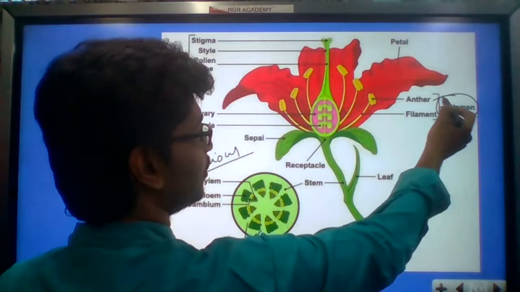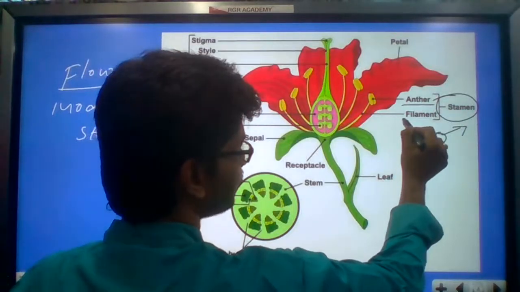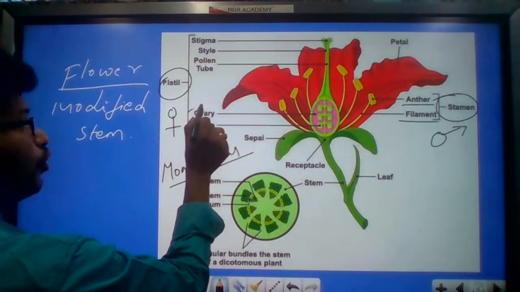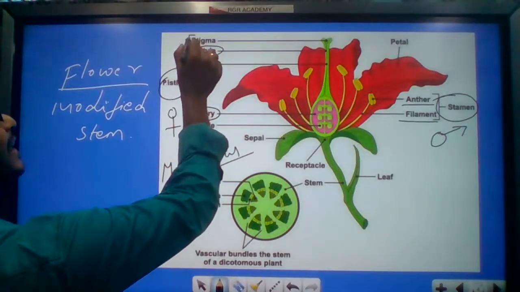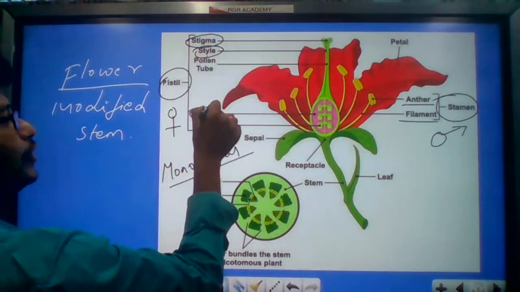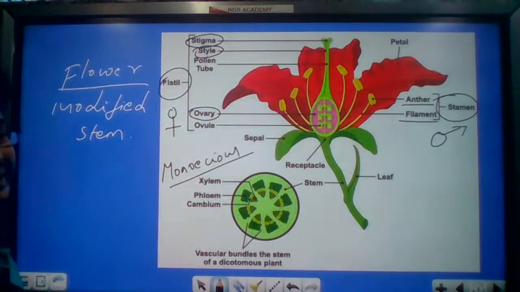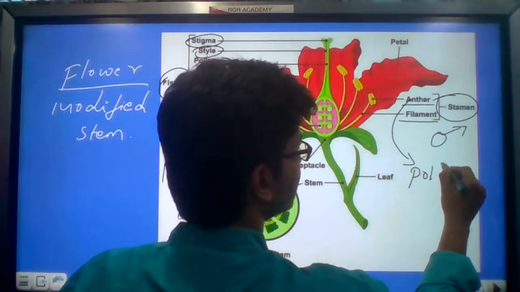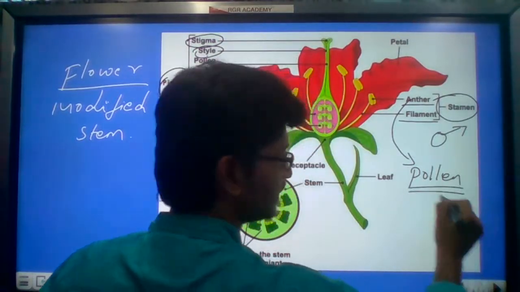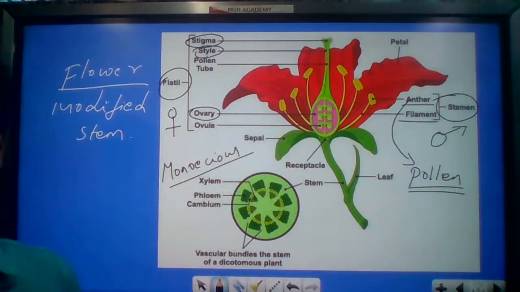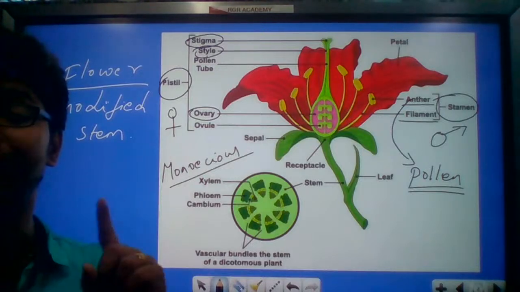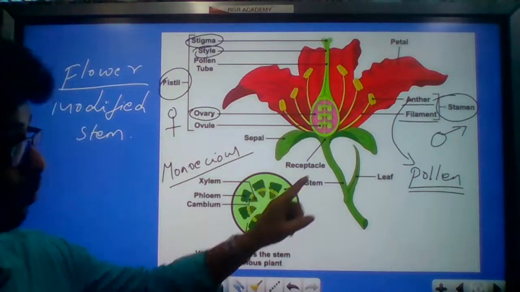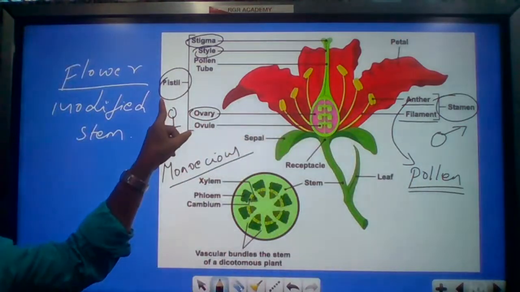So what does stamen consist of? Stamen consists of anther and filament. What does the pistil consist of? Pistil consists of ovary, style, and stigma. These three units together we call a pistil. And the anther, the male part, produces pollen, the pollen grain. Later we'll discuss pollen-pistil interaction, male and female interaction, because pollen is for the male and pistil is for the female.